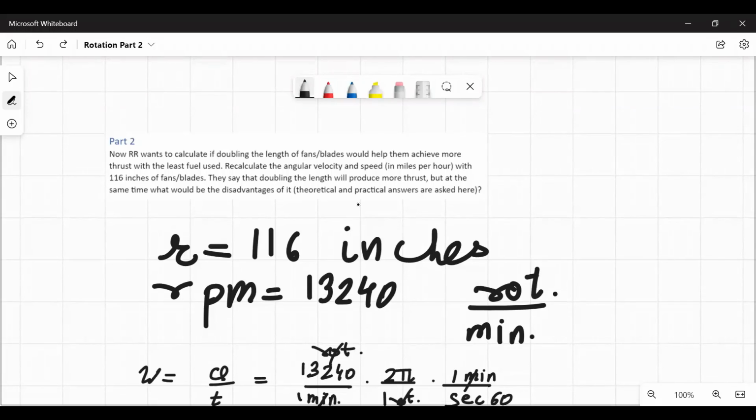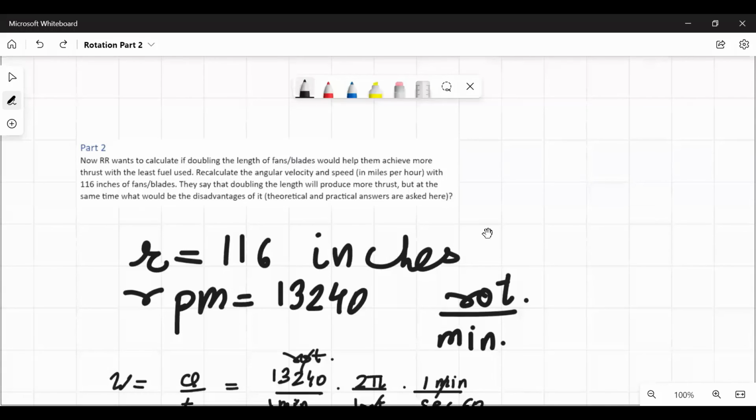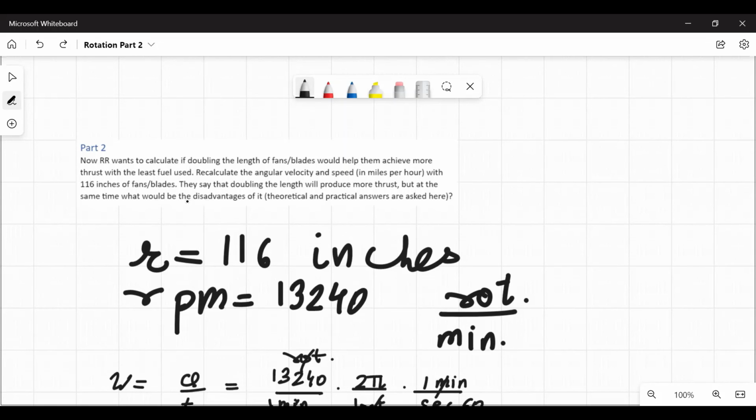They say that doubling the length will produce more thrust, but at the same time, what would be the disadvantages of it? Now, theoretically, we have proven that the speed is decreasing and they wanted more thrust. So to produce more thrust, you want more speed with the least fuel used. So that's one big disadvantage right there. It's reducing the speed, and they don't want to reduce the speed at this point.